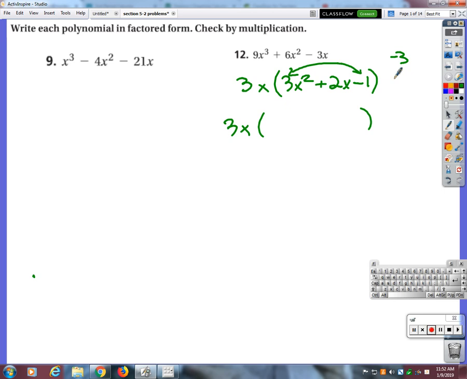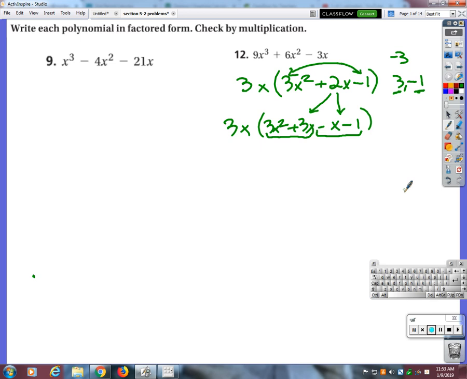Negative 1 and 3. Good. So that tells me how I'm going to take this middle term and break it up into two pieces. So I'm going to rewrite 2x as plus 3x minus x minus 1. So this 2x is now broken up into 3x and negative x, and those things come from the 3 and the negative 1. Okay?